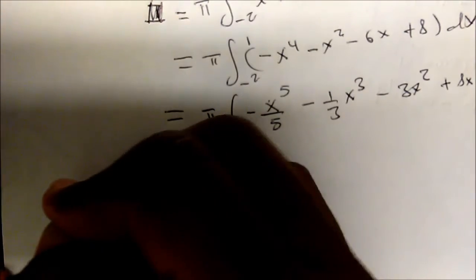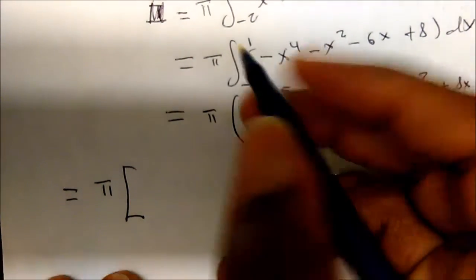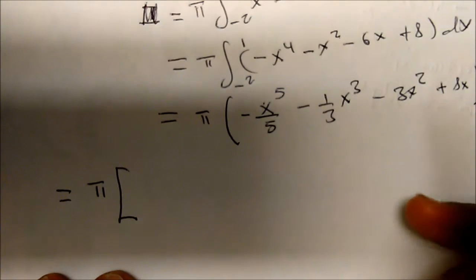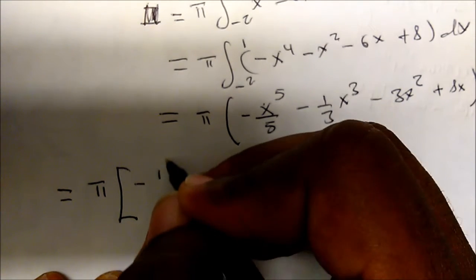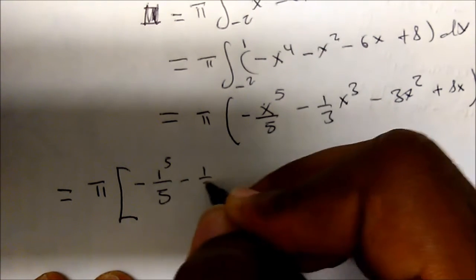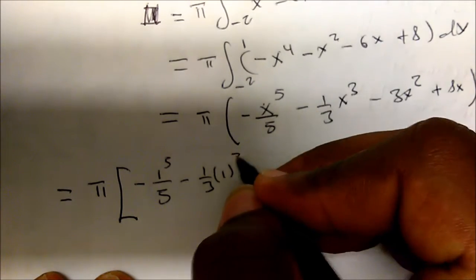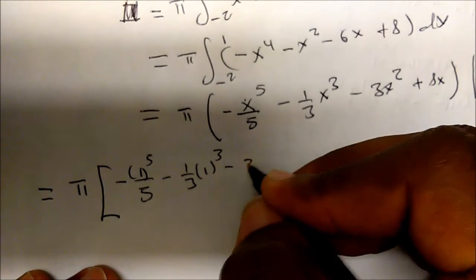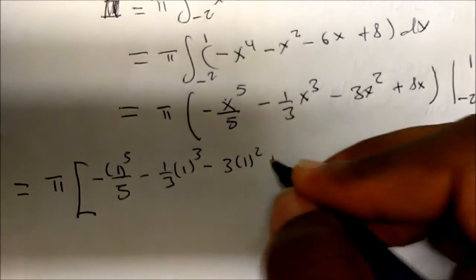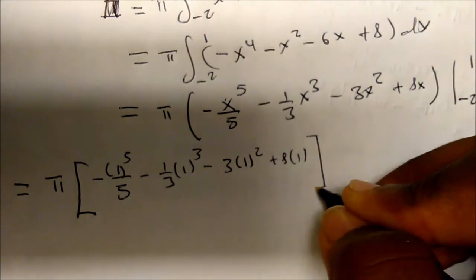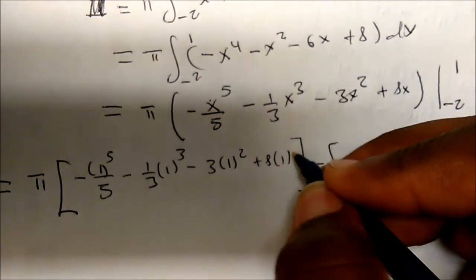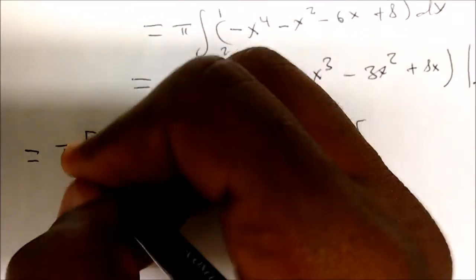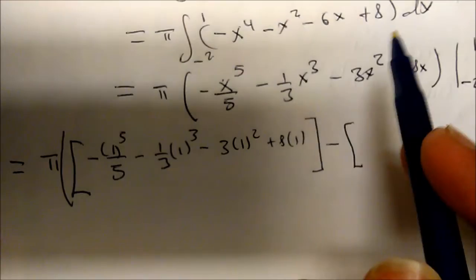So if I plug in, I'm going to again keep my pi outside. I'm going to put a huge bracket. Top function first. So you could agree that this is -1 to the 5th over 5 minus 1/3 times 1 cubed minus 3 times 1 squared plus 8 times 1. And this is all minus, and I should have never put a bracket here. Let's put a huge bracket around here just to show that my pi has been distributed.